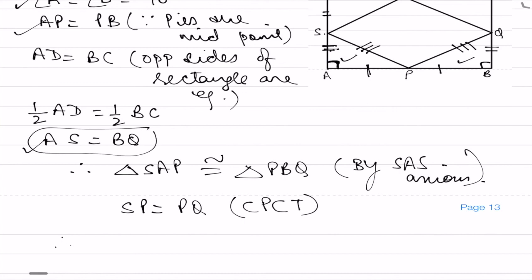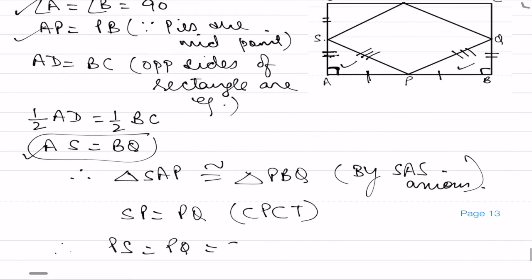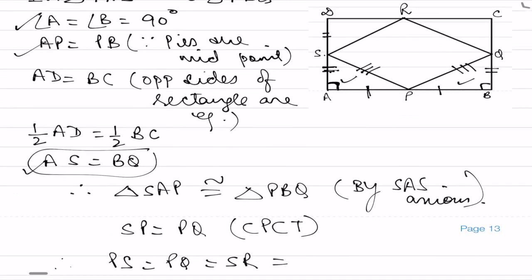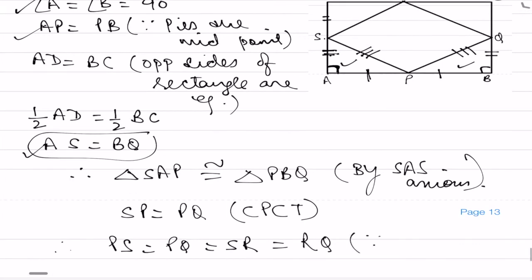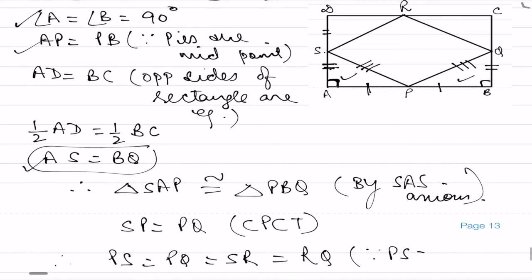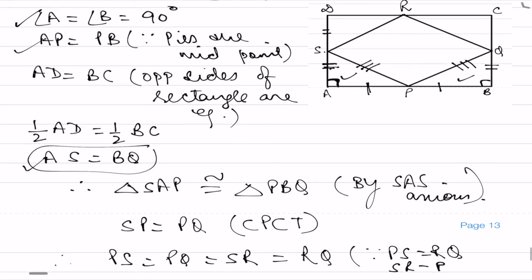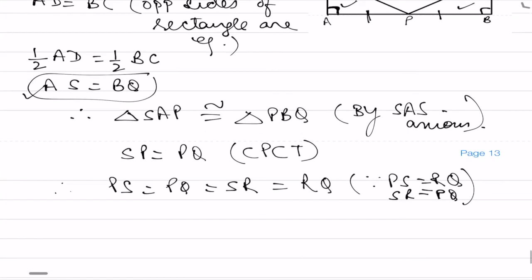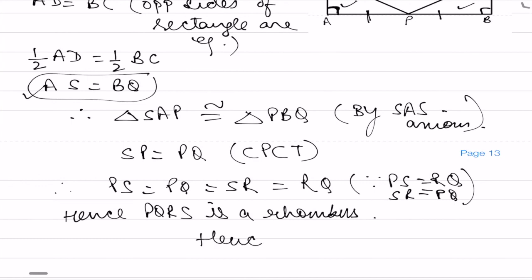Therefore, PS is equal to PQ. PQ is equal to the opposite side SR, and PS is also equal to RQ. Hence, all the four sides are equal because PS is equal to RQ and SR is equal to PQ. So if we equate all these equations, that means all the four sides will be equal. Hence, PQRS is a rhombus, and hence proved.